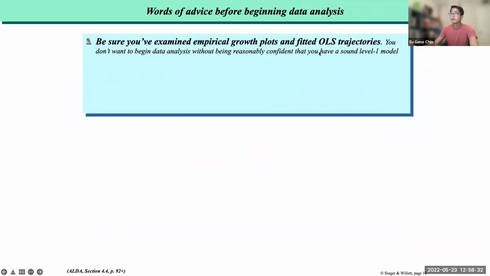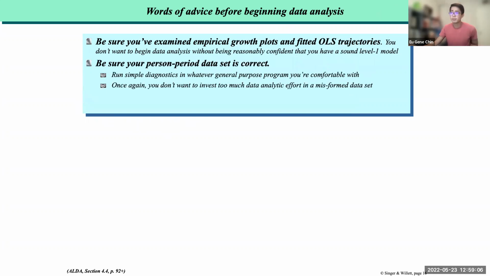So a couple of tips. Before you fit your multi-level models, be sure you examine the empirical growth plots and the fitted OLS trajectories. Just like we showed you in creating those empirical growth plots using R, do that to make sure it's a safe assumption to assume linearity, and that your group level predictors are actually making a difference in predicting the individual's estimated initial status and rate of change.